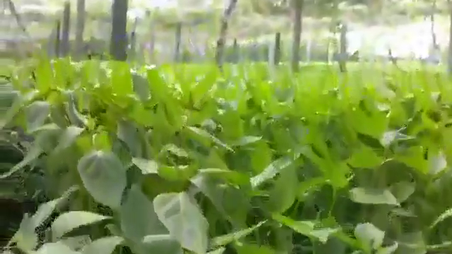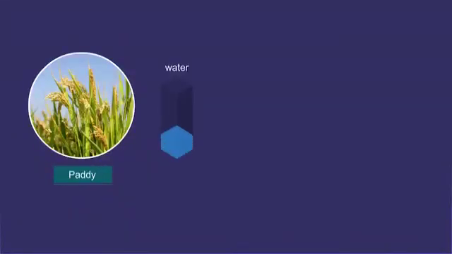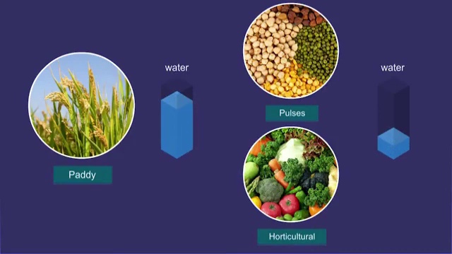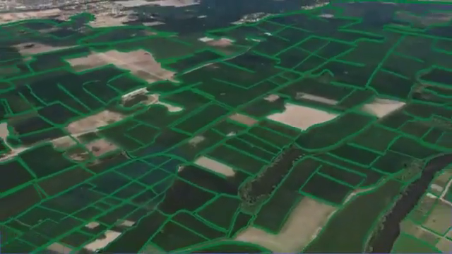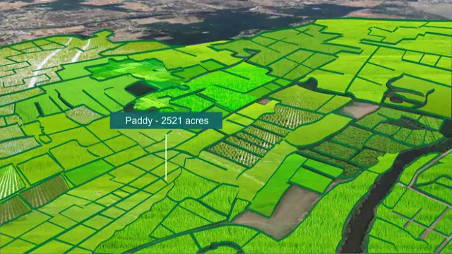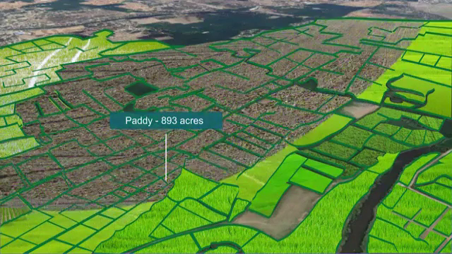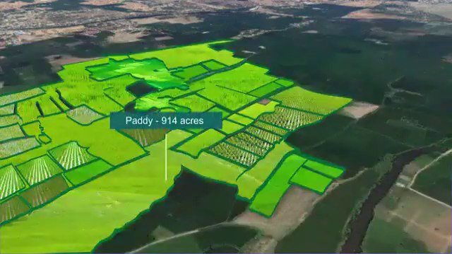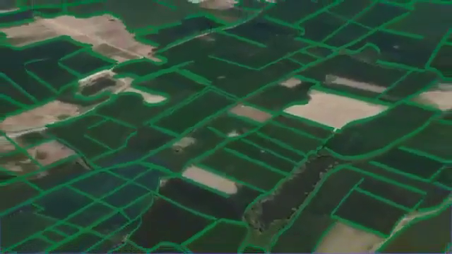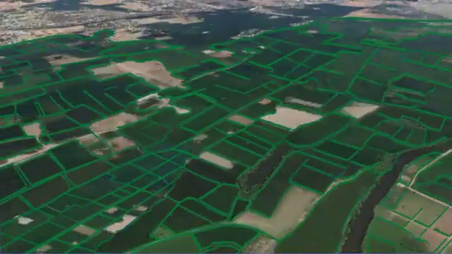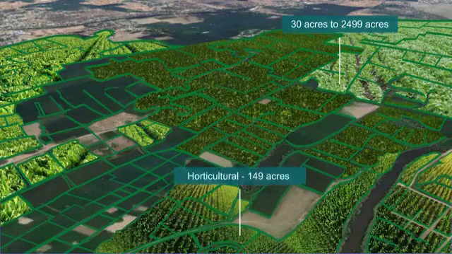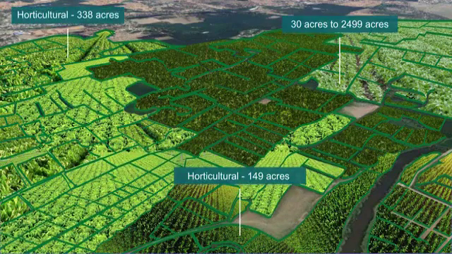Another remarkable achievement in the pilot project is the diversification of the crops from water-intensive paddy to low water consuming crops like pulses and horticultural crops. The crop statistics show that over a period of 5 years, the extent of area cultivated under paddy reduced from 2,521 acres to 893 acres during the Kharif season and from 914 acres to 604 acres during the Rabi season. At the same time, the extent of the areas under the pulses and horticultural crops increased from 30 acres to 2,499 acres and 149 acres to 338 acres respectively.